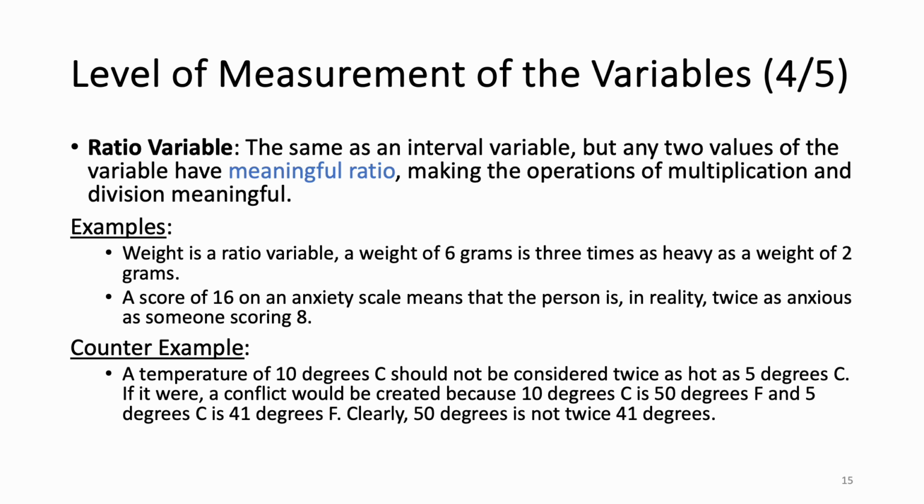As a counter example, think about the temperature in degrees Celsius. So if we have a temperature of 10 degrees Celsius, this should not be considered twice as hot as 5 degrees Celsius. So this cannot be considered as a ratio variable. Why? Because if it were, then there would be a conflict, right? Because 10 degrees Celsius is 50 degrees Fahrenheit, and 5 degrees Celsius is 41 degrees Fahrenheit. And clearly here 50 degrees is not twice as much as 41 degrees Fahrenheit. Very good.